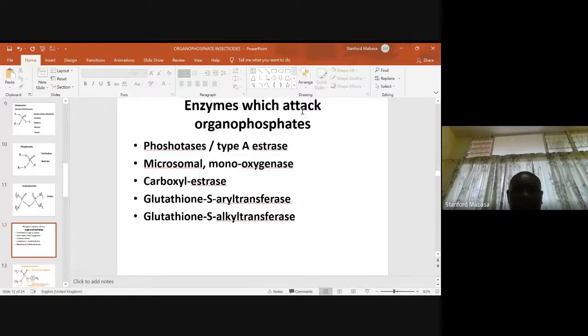We have got enzymes which attack organophosphates. Some of them we talked about. The phosphatases, type A esterase, microsomal monooxygenase, or cytochrome P450 if you want. Then we have got the carboxylesterase, glutathione S-alkyl transferase, glutathione S-aryl transferase.